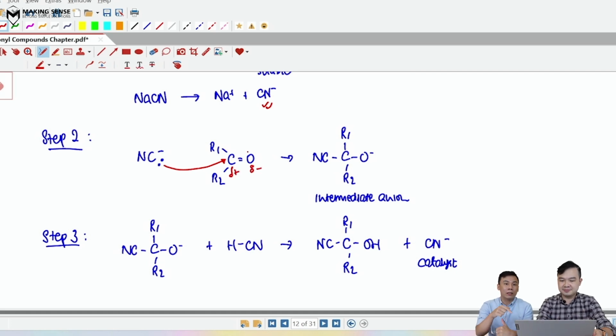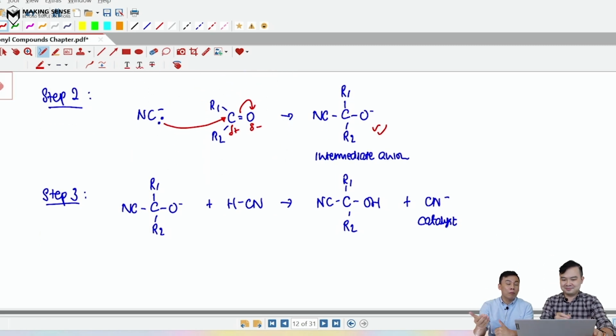So after it attacks the carbon, the pi bond will break, pushing the electrons to the O. So you will get this intermediate anion with the negative charge on the oxygen atom. Now, that will be the slow step of this mechanism because out of the entire mechanism, this step has the largest activation energy.